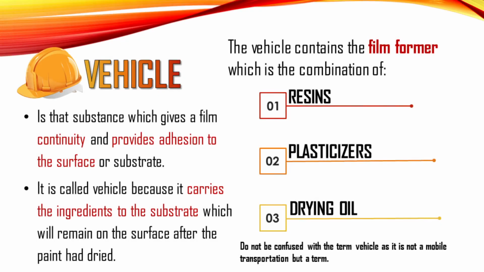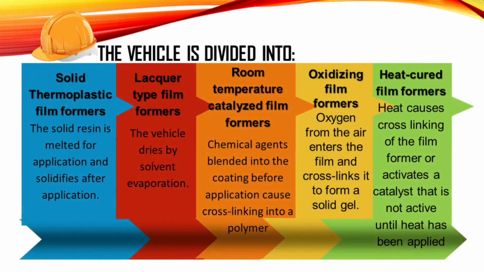Now let's proceed to the vehicle or the transporter. Do not be confused with the term vehicle, for it is not a mobile transportation in this topic but a transporter of the ingredients to the substrate. It is a substance which gives a film continuity and provides adhesion to the surface or substrate. It is called vehicle because it carries the ingredients to the substrate, which will remain on the surface after the paint has dried. The vehicle contains the film former, which is a combination of resins, plasticizers, and drying oil.